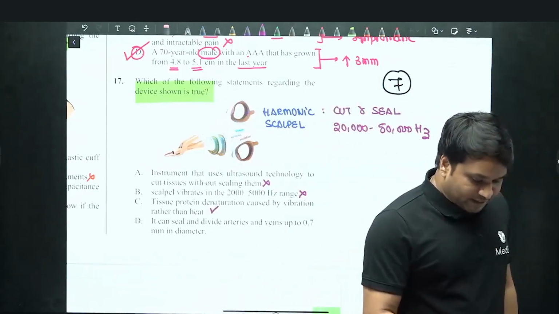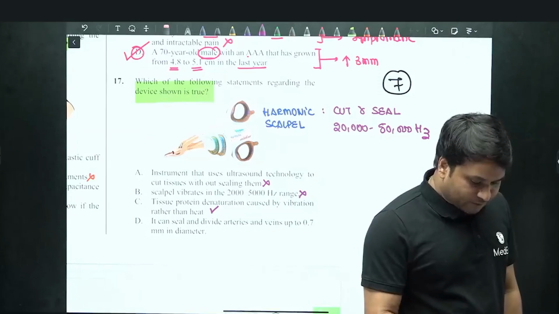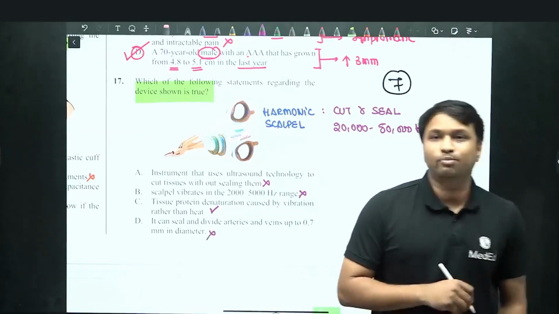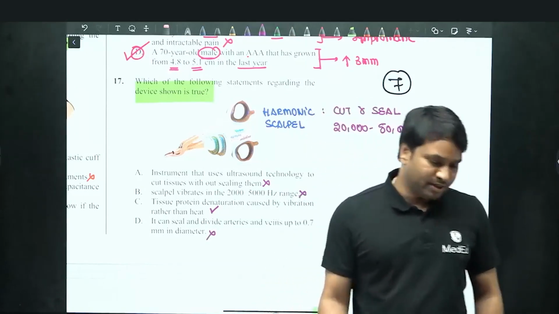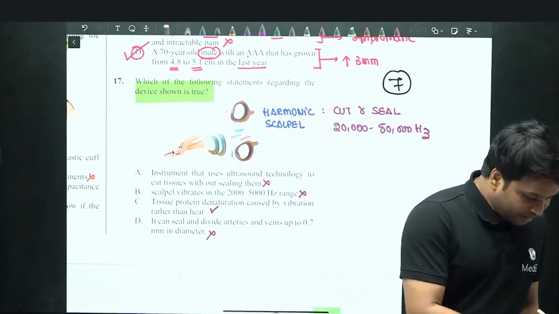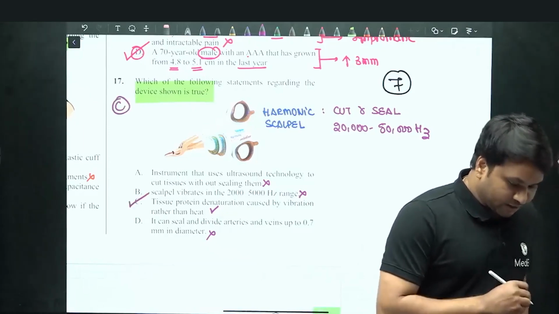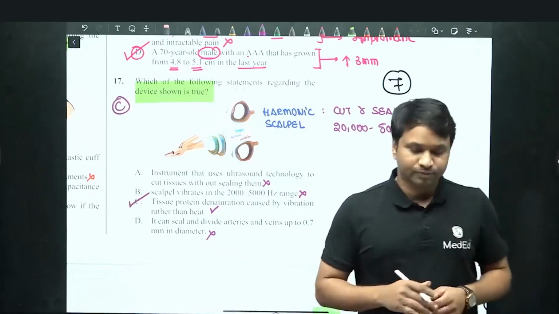It can seal and divide arteries and veins up to 0.7 millimeters in diameter. It can only do up to 0.5 millimeters in diameter. So D is also wrong. So the answer for 17 is going to be C for Calcutta. It is going to be C for Calcutta, right?